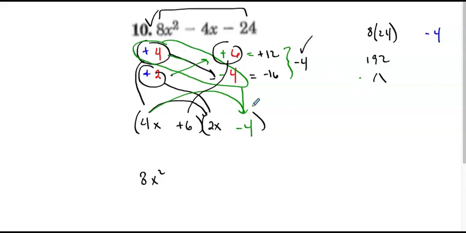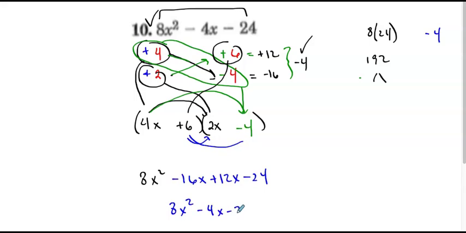And if this is right, and if I FOIL this, then I should get my 8x squared minus 4x minus 24. So 4 times 2 is 8x squared. 4 times 4 is 16x, and 6 times 2 is +12x, and 6 times 4 is -24. And you get 8x squared minus 4x minus 24.